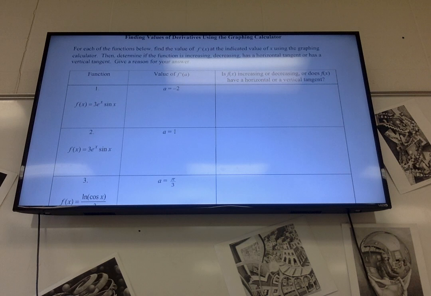It's fine. So we can find the derivative on a calculator. It's just sometimes you can use a calculator and sometimes you can't. Sometimes you have to show your work. Sometimes you don't have to. It depends on the type of problem. So, like on number 1, these say for each of the functions find f prime of x using the calculator, and determine if the function is increasing, decreasing, has a horizontal tangent, or vertical tangent. And give a reason.